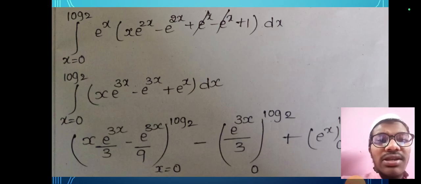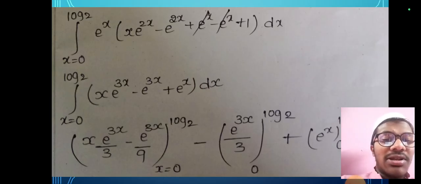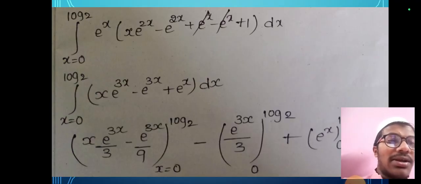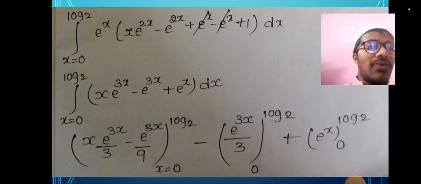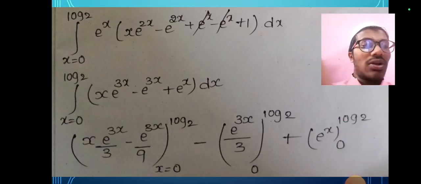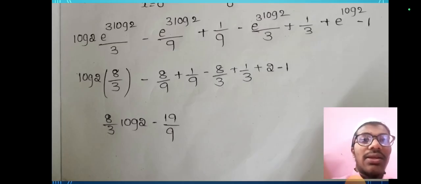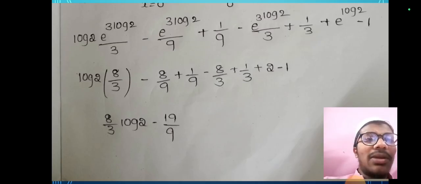And we get x into e power 3x by 3 minus e power 3x by 9, with limits x equal to 0 to log 2, minus e power 3x by 3, 0 to log 2, plus e power x, 0 to log 2. And we get log 2 into 8 by 3 minus 8 by 9 plus 1 by 9 minus 8 by 3 plus 1 by 3 plus 2 minus 1, which gives 8 by 3 log 2 minus 19 by 9.